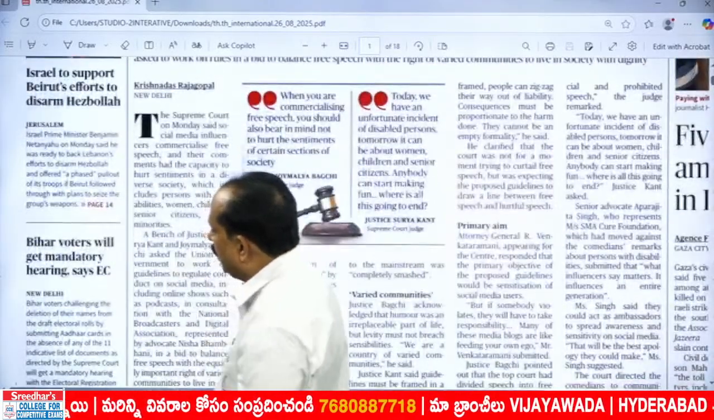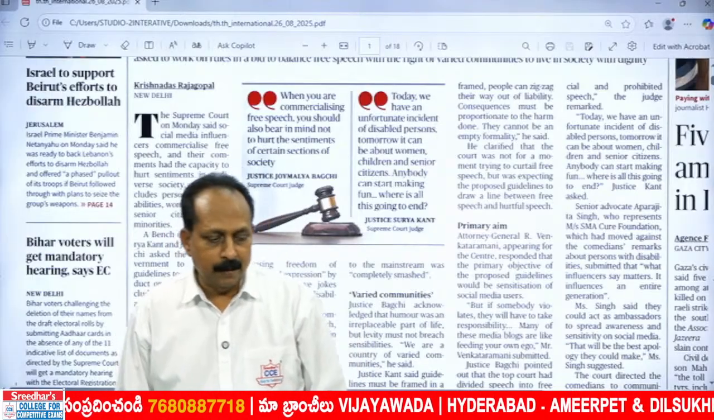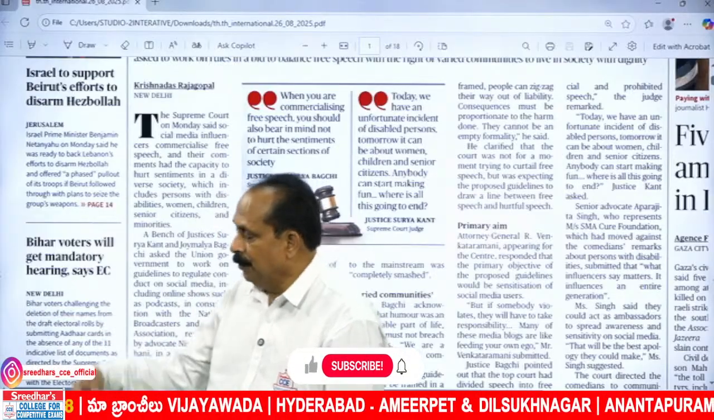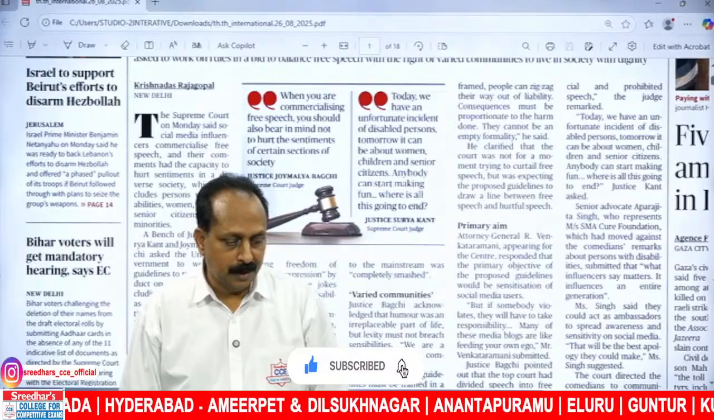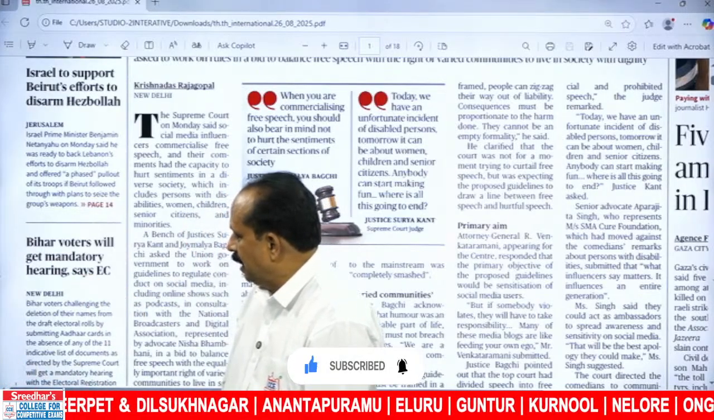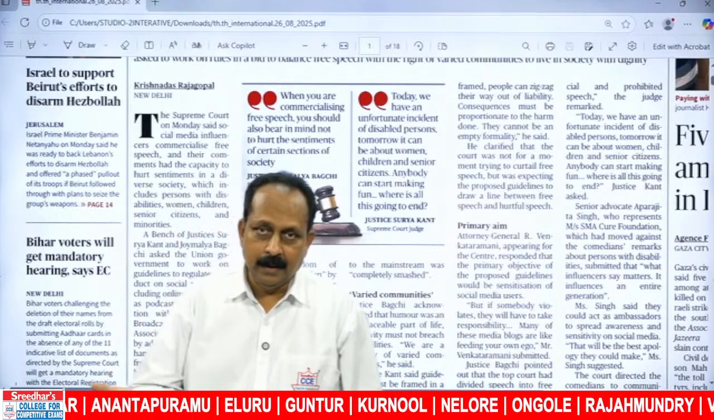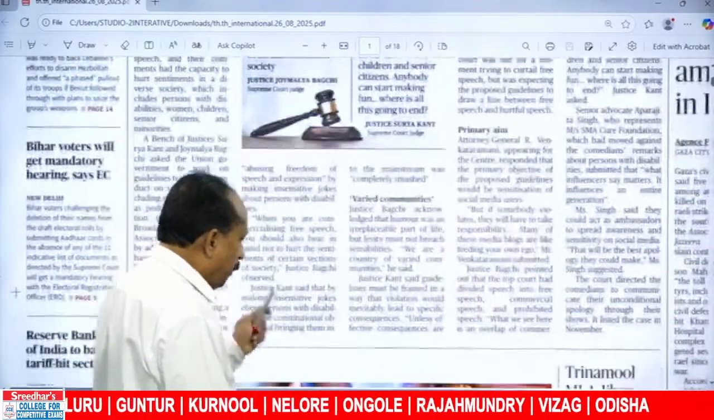Bihar voters get mandatory hearing, says Election Commission. Will get, future tense, will get what? Mandatory hearing. Mandatory means what? Compulsory. Disarmament, yes, you should recollect. Get mandatory hearing, says Election Commission. You all know SIR regarding that. They get a chance, mandatory hearing. Who says that? Supreme Court.